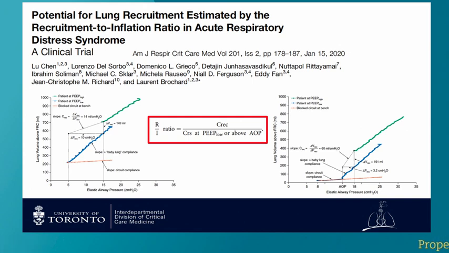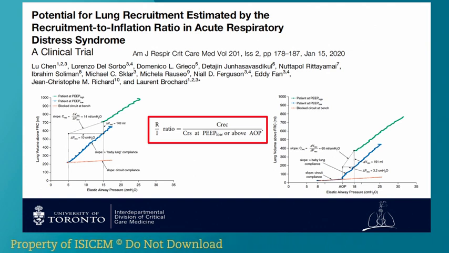I'll show you more about this in a second, but just as a side note here, this is the ratio: the compliance of the recruited lung versus the respiratory system compliance at the lower PEEP, or the AOP. What's the AOP? The airway opening pressure. Look on this volume pressure curve, these two volume pressure curves here.